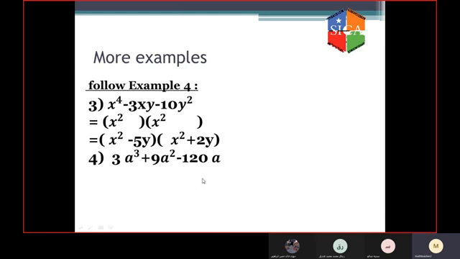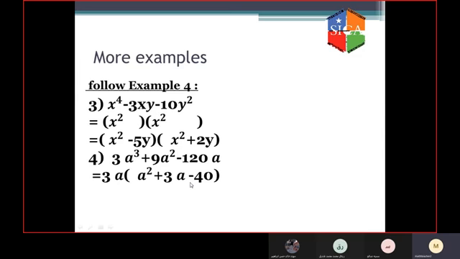Then we take 3a as common. When we take 3a common, we divide by 3a. 3a to the power 3 divided by 3a: 3 divided by 3 equals 1, and a to the power 3 divided by a equals a to the power 2. 9 divided by 3 equals 3, and a to the power 2 divided by a equals a. Minus 120a divided by 3a: 120 divided by 3 equals 40, and a divided by a equals 1. Then we have a trinomial in the form a squared plus 3a minus 40.